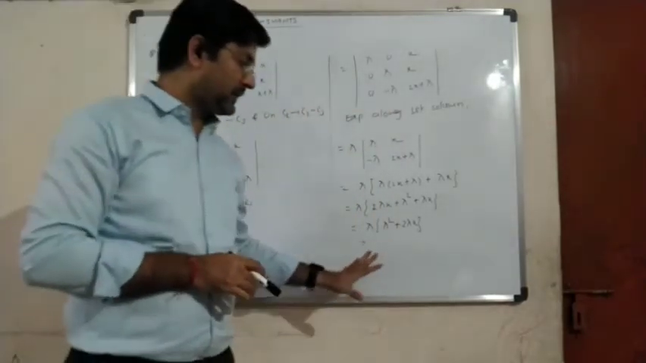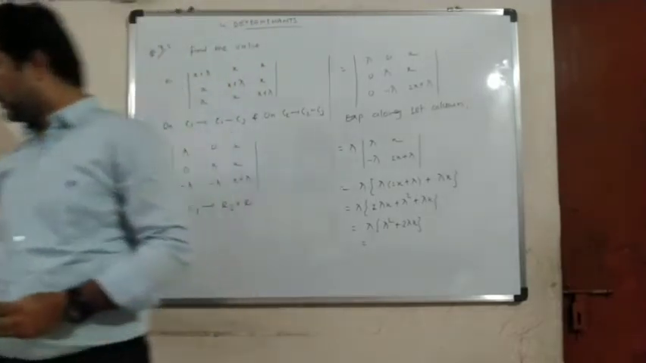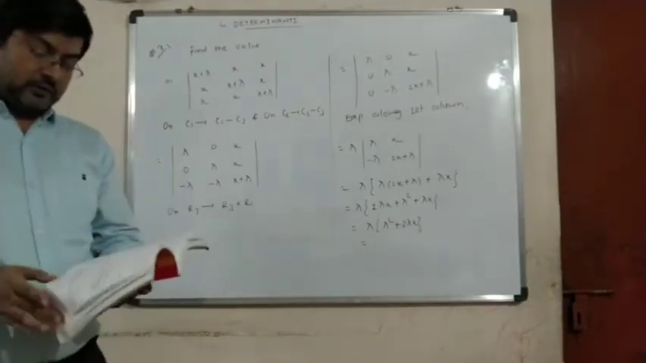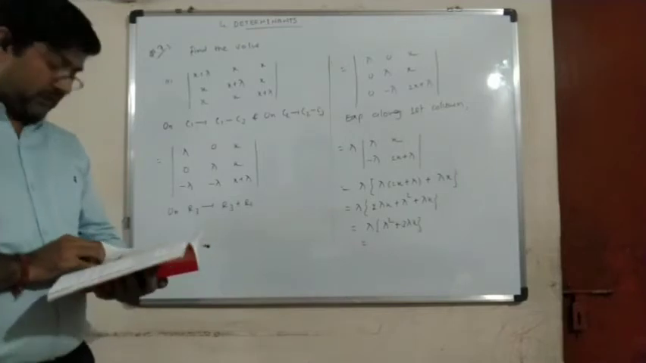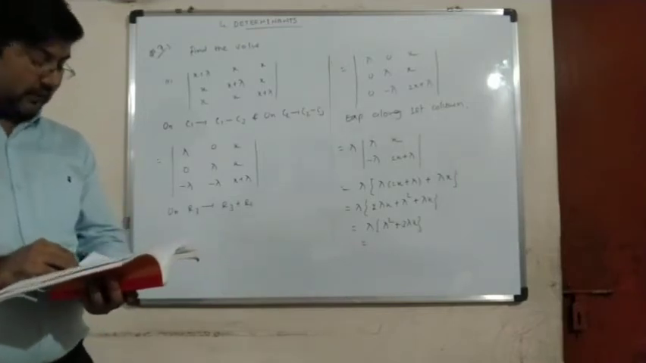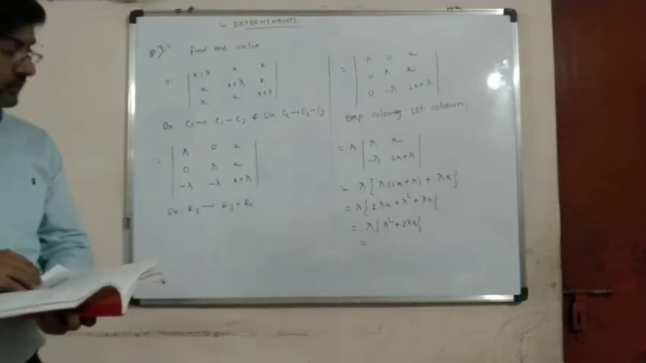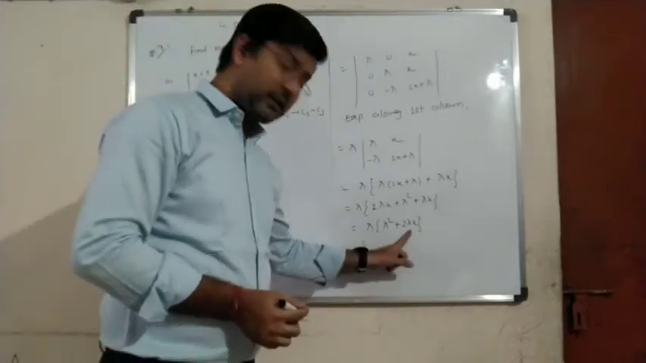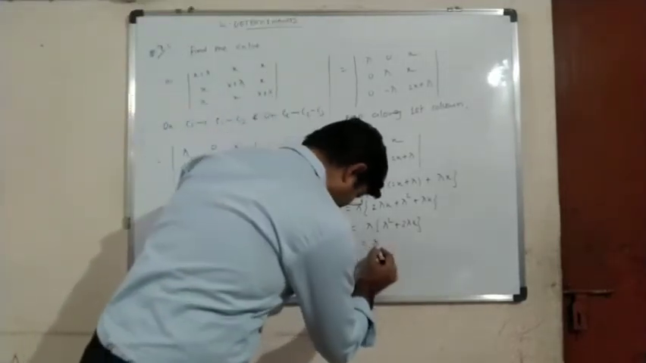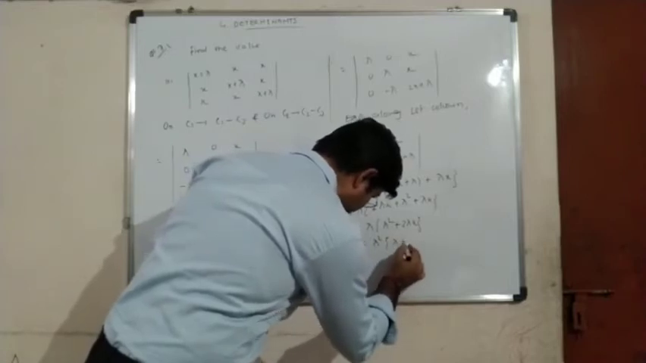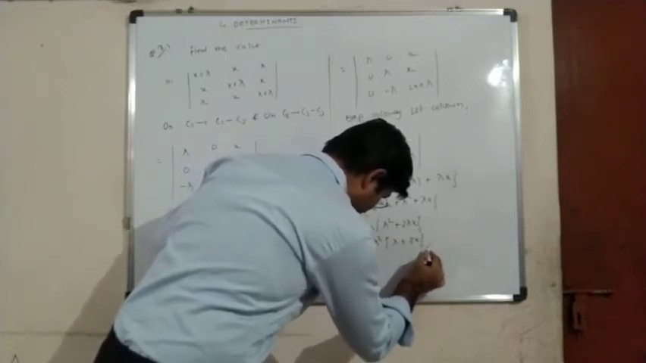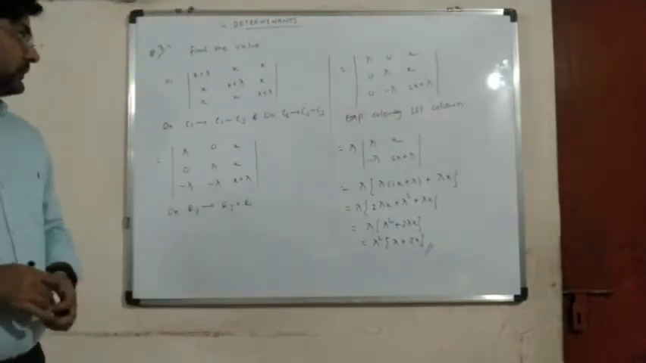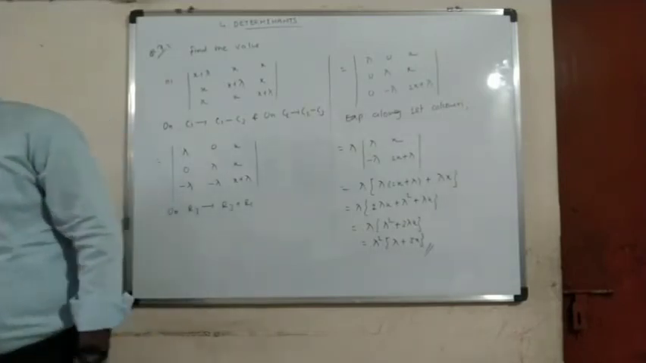Or you can keep up to here, even if you don't multiply it will do. But let me check question number 7, number 1. Yes, that is the right answer only. You just take one lambda common, that's all. If we take lambda common, we will get lambda plus 3x. So this is the value of the determinant. Clear? Now let us solve the second question.